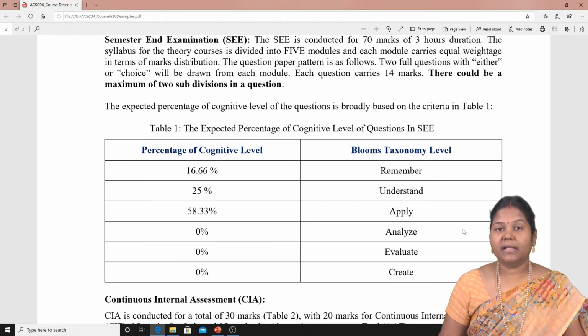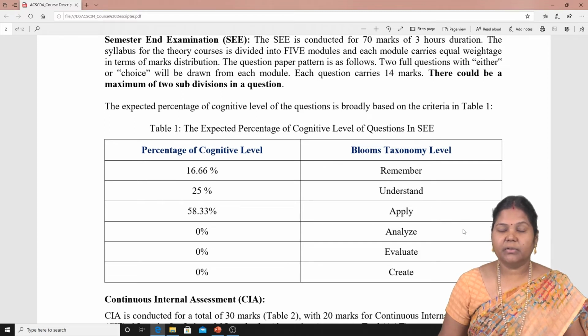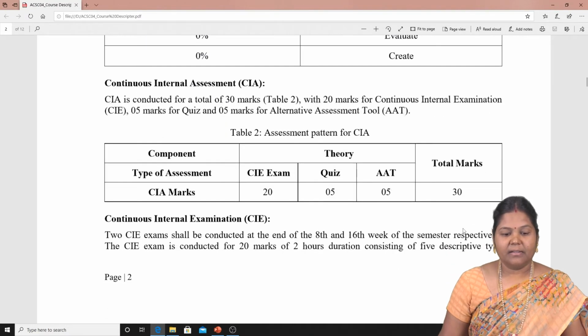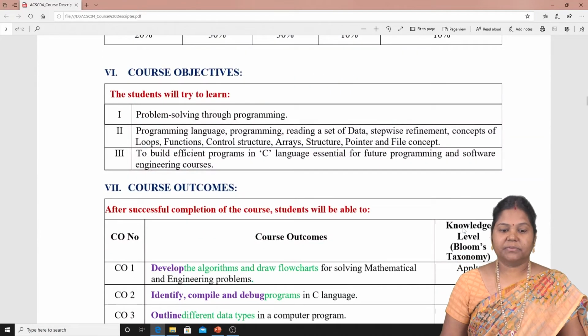So nearly 58 to 60% of the course, we expect the students to apply the concepts they have learned. And if a student achieves these three levels, because it is a fundamental course, we expect the students to go up to the apply level in this course. Then, what are the course objectives?